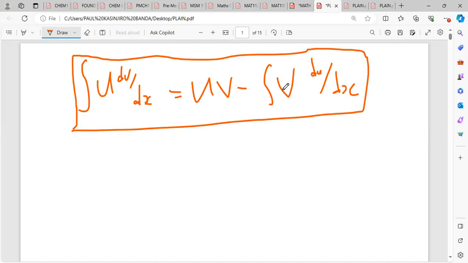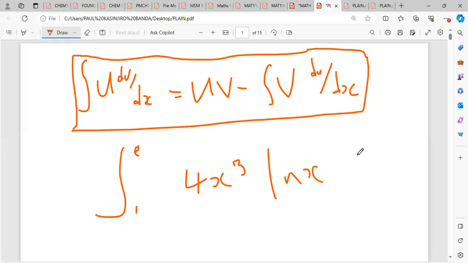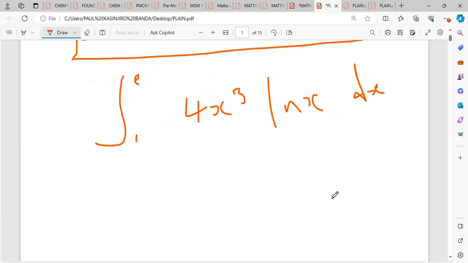Where are you going to get the v? Where are you going to get the du? Where are you going to get the dv? So what question have we been given there? We're told to evaluate the integral from 1 to e of 4x to the power 3 ln x dx. We are going to choose our u and our dv dx from this function.